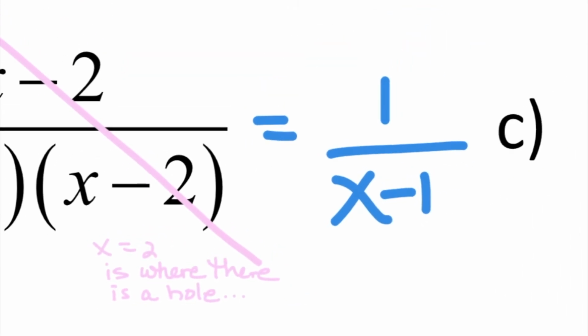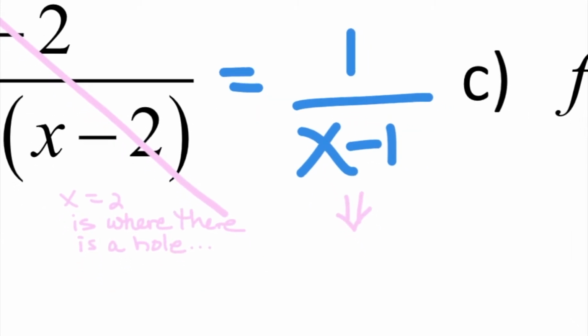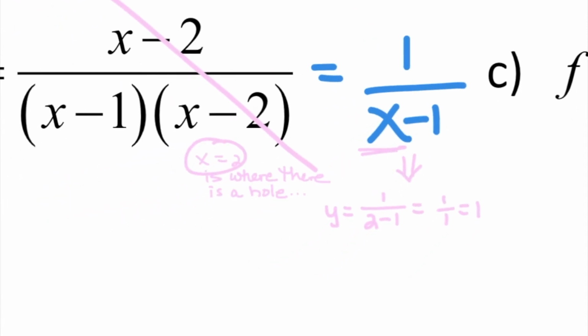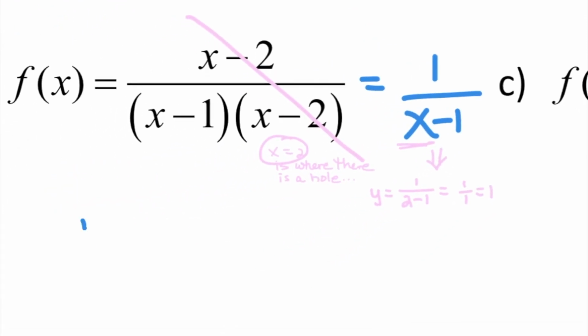And then what I had said was that if you want to find the y value of the hole, you cancel the factor that can be canceled first, and then you substitute the x value into the simplified expression. 2 minus 1 is 1, 1 over 1 is 1. So this is your y value. And so now you're going to tell me that there's a hole at x value 2, y value 1.